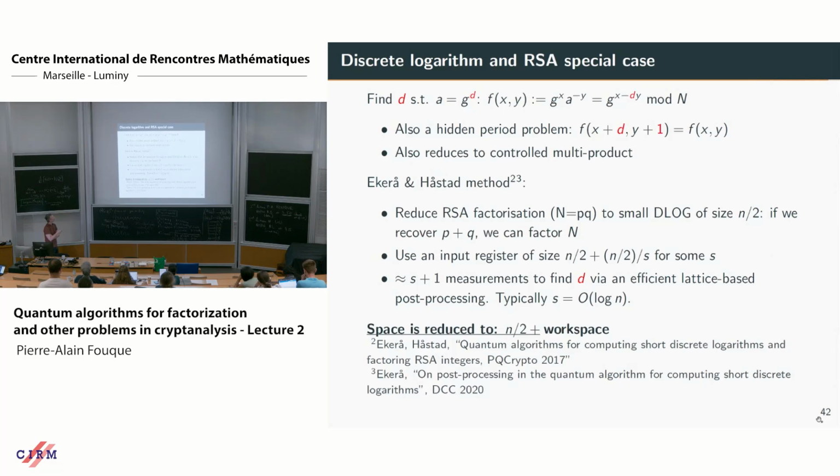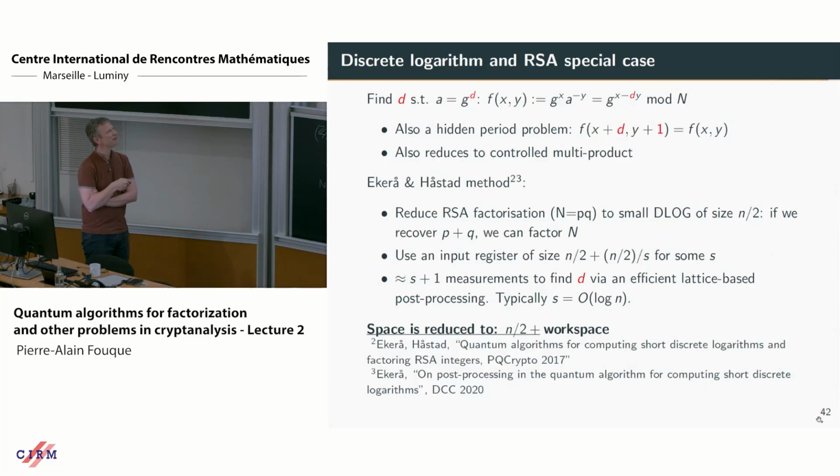And what they show is that we can compute the discrete log. This is the classical Shor algorithm for discrete log. But more importantly, they show that if d is small, so if the discrete log is small, the period is very small. The number of registers can be as low as this value. You need n over 2 here because this is the size of the discrete log you are looking for, but the second value can be very small because it corresponds to the 1 here.